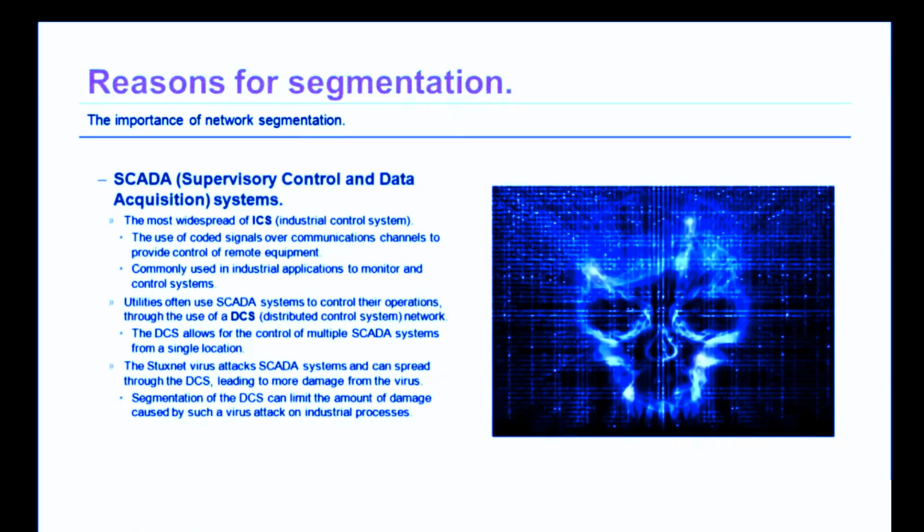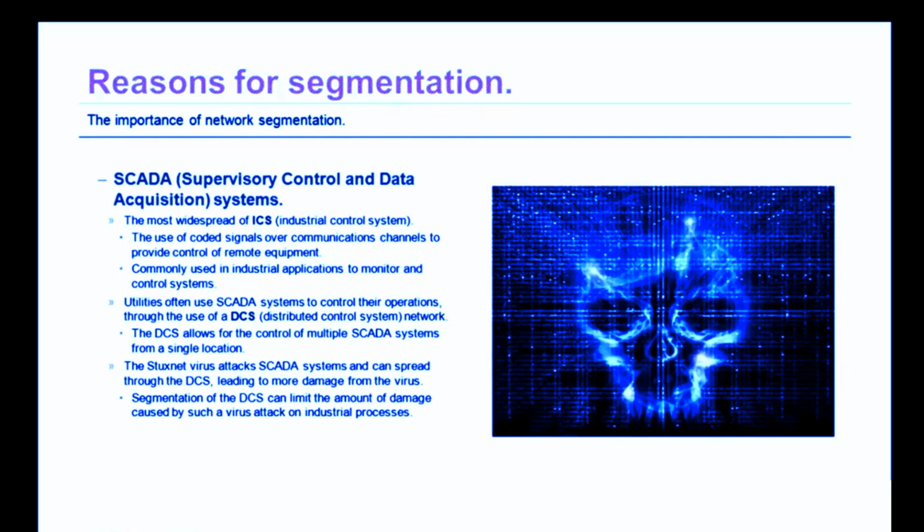A system that should be segmented are SCADA systems, or Supervisory Control and Data Acquisition systems. These are the most widespread of industrial control systems, or ICS. The industrial control system uses coded signals over communication channels to provide control of remote equipment. They're commonly used in industrial applications to monitor and control systems.